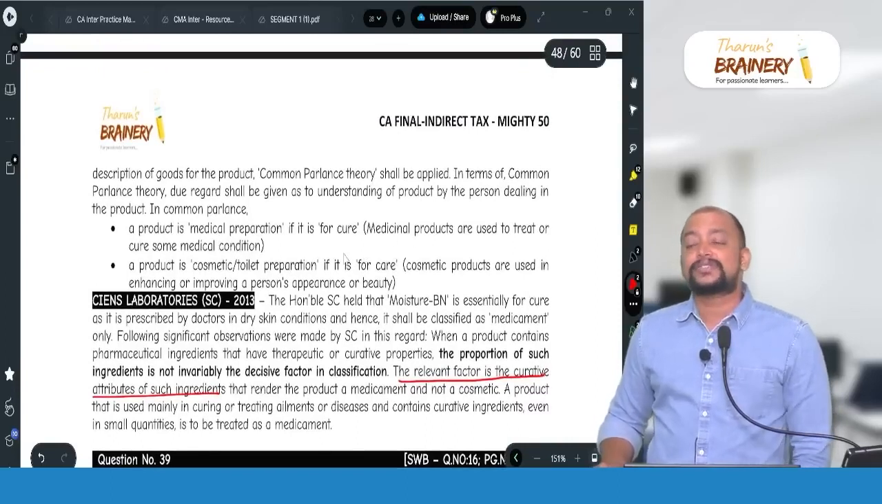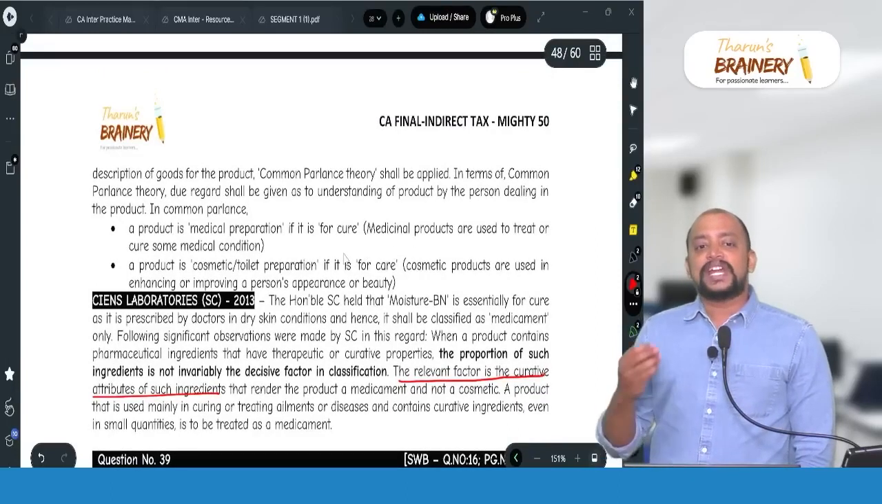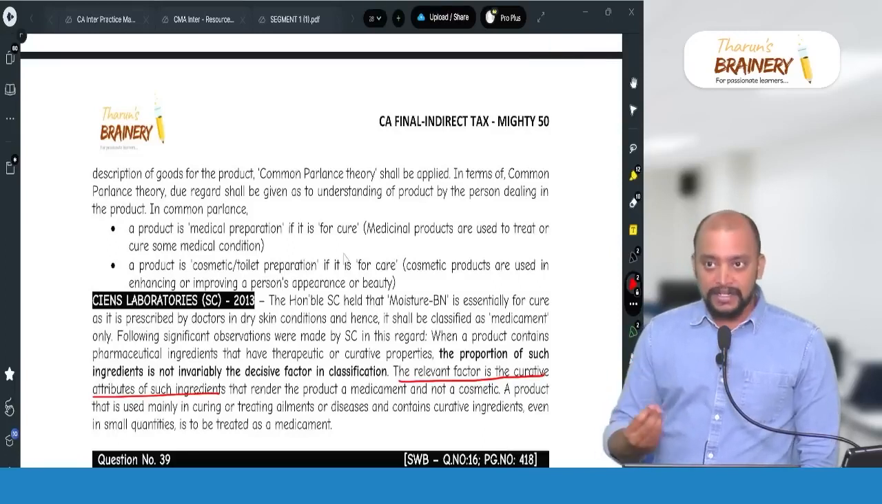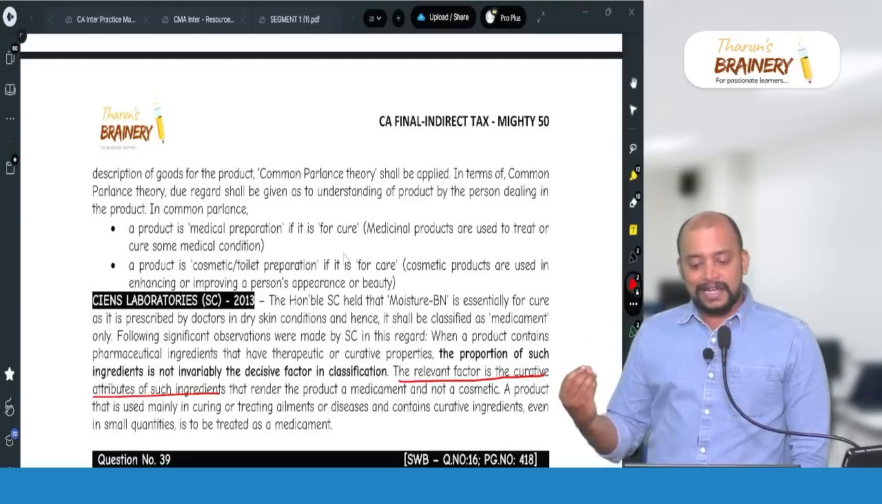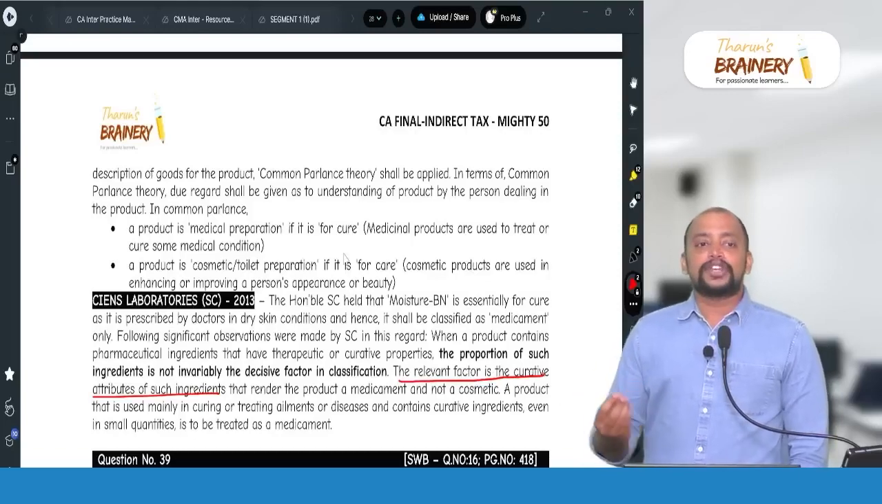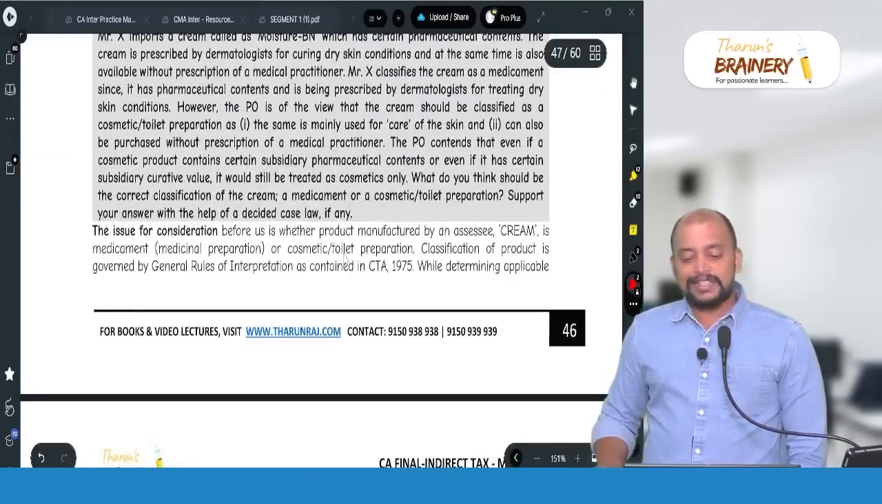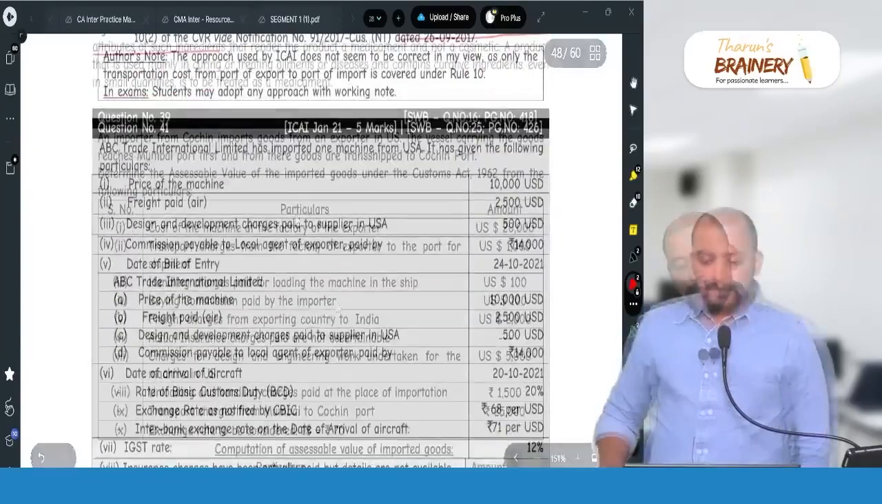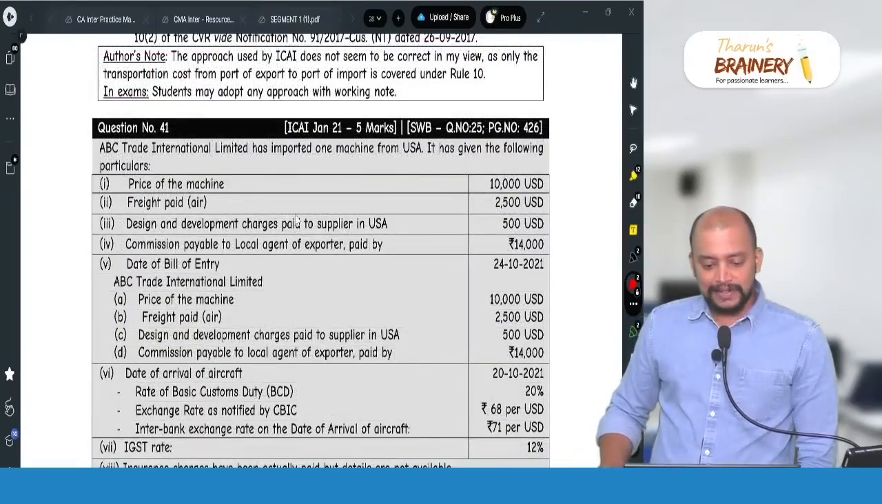There is something called the trade parlance test, which means the trade understanding of the product is relevant. But the trade parlance test is irrelevant here, and this case law says that because of the curative property, it will be treated as medicament. That is this. Page number 426.